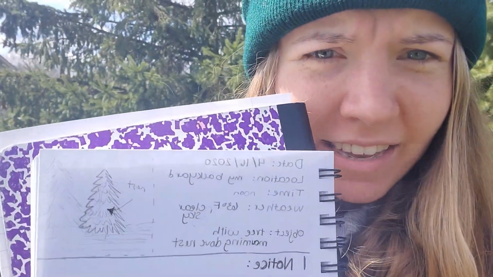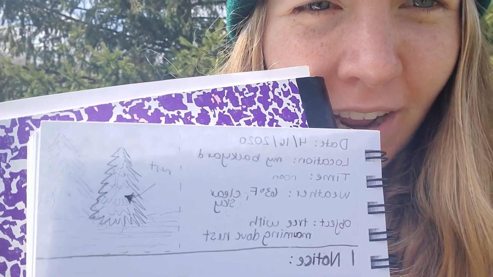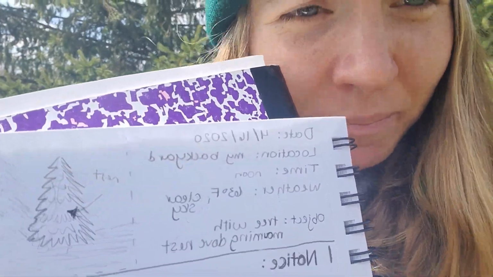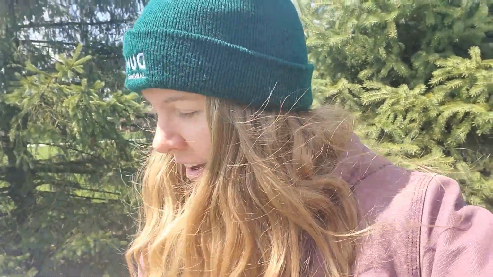So for me, today's date, location then, my backyard, the time of day is about noon, and then the weather is about 45 degrees. It's a very cold April day, and then the sky is partly cloudy, as you can see. Then my object, of course, the tree and the nest inside. Then what you can also do is sketch your object in the corner next to your metadata as another information piece that you can put down. And then we're going to begin.